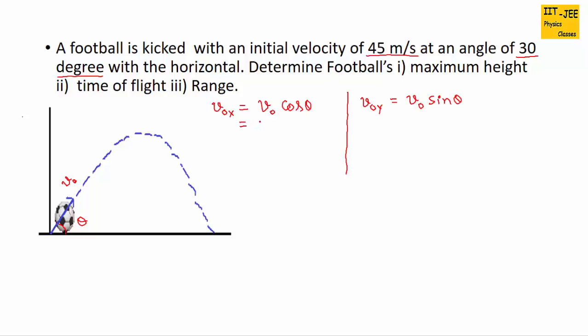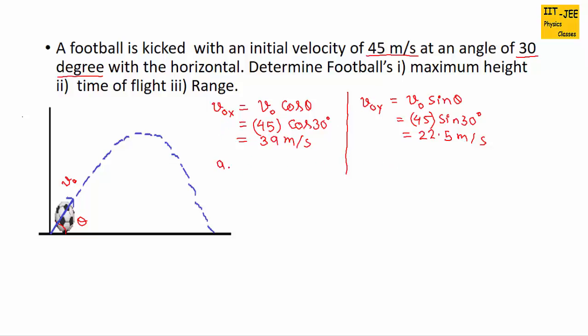So V0 equals 45 meters per second. Plug in values. I am using a calculator to calculate these values. So we got here 39 meters per second and here 22.5 meters per second. Next step is you have to make a table for horizontal components and the vertical components. So we have V0x and V0y.